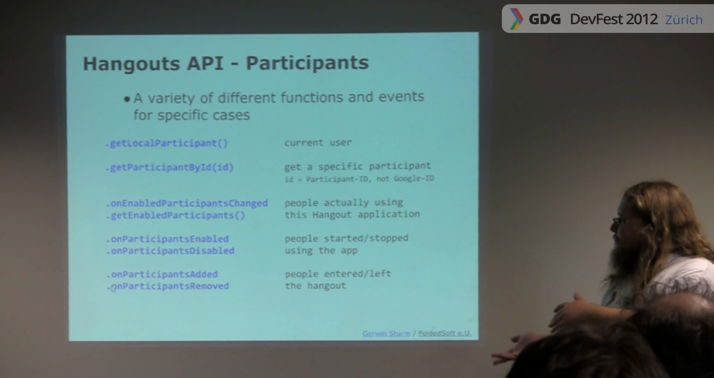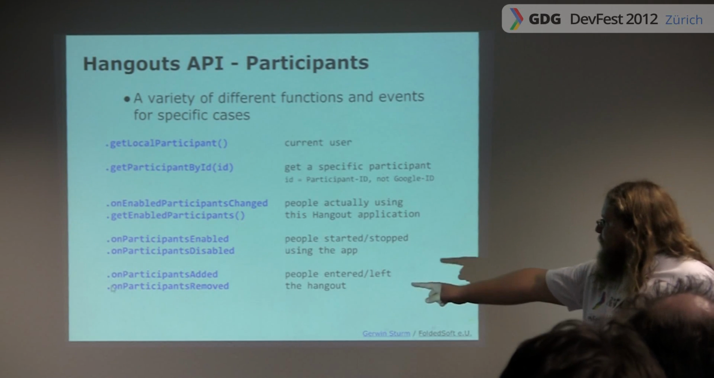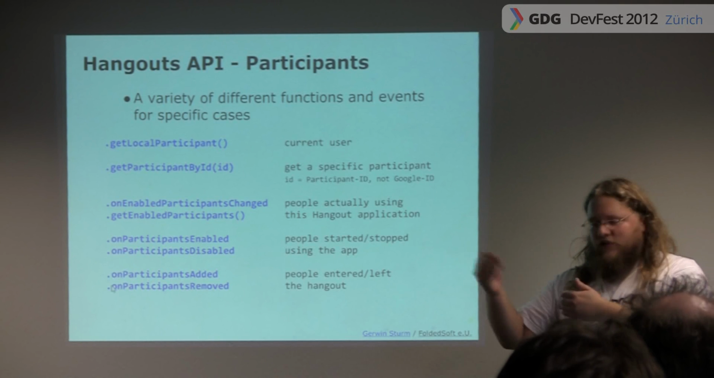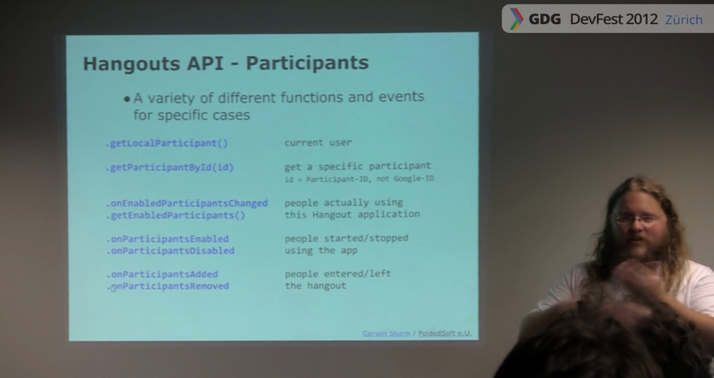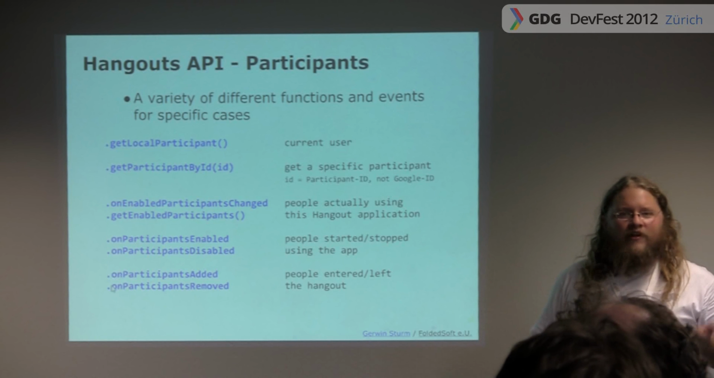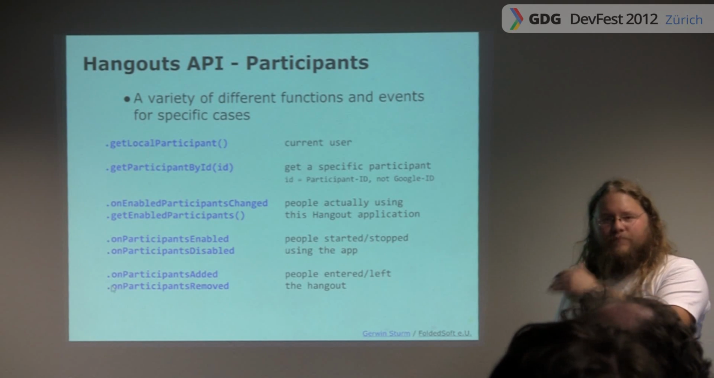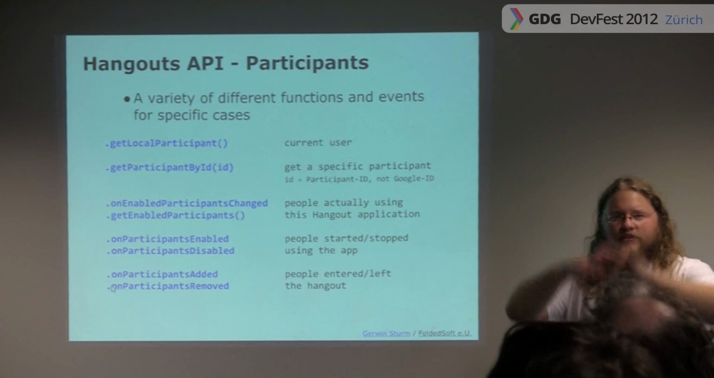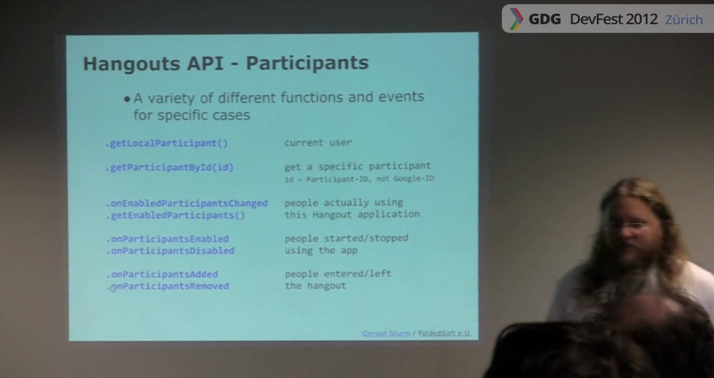And you have normal participants which don't, and you can have specific callbacks for people who start the app, people who enter, people who leave. So you have all sorts of things you can query for. In most cases, if you just use the on participants changed, you have all those covered, but if you just need one of them, you don't need to register the whole event.